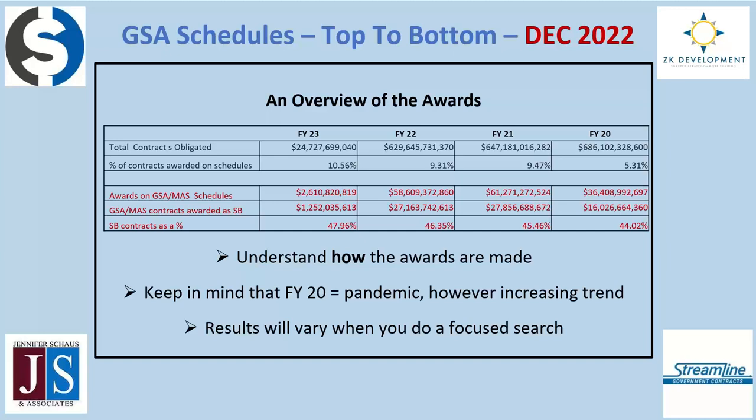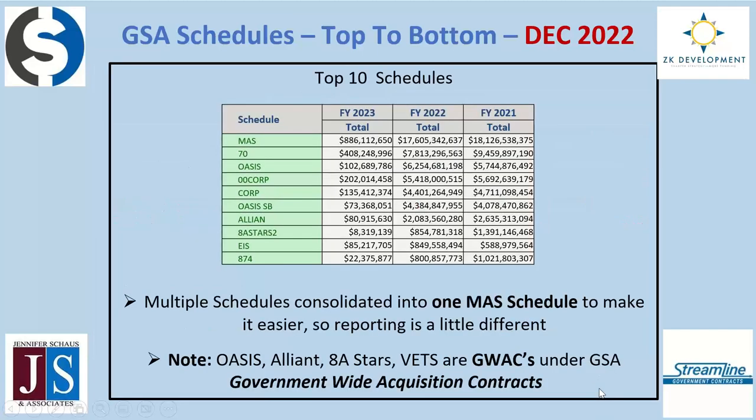I also want to make sure that, you know, this is overall; results will vary by agency, and results will vary once you put in your keywords or start filtering the search even more. So, next slide. This is just another view of all the various schedules that have been used. So keep in mind, I think it was pre-2019, we had multiple award schedules.